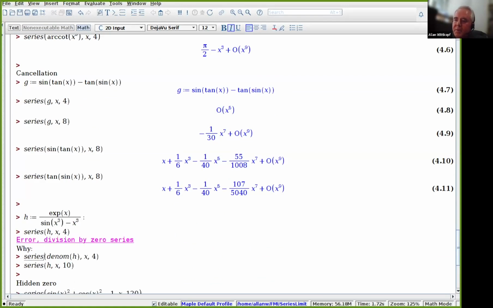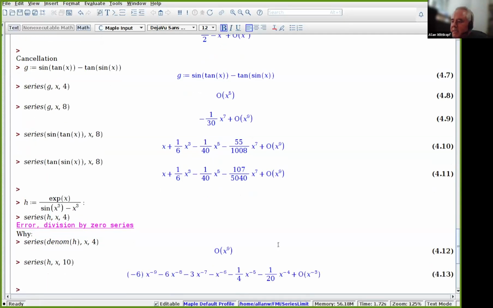Here's an example where we get an error. This error is because asking for the series expansion of this expression will get the series expansion of the denominator, and that is 0, or effectively 0. And we see that the series expansion gives us just basically an order 9 term. We can compute it if we bump the order up to 10.